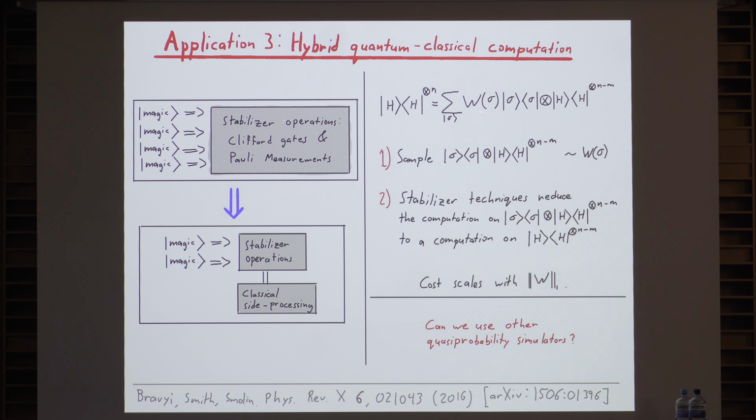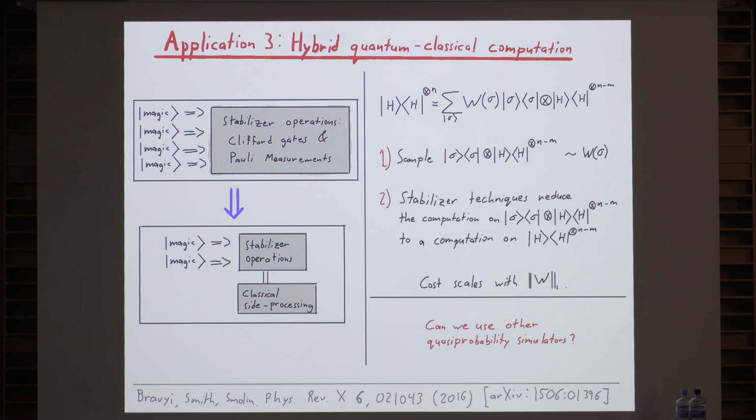Maybe I should say this typically isn't non-negative, so you need a modification of this to get a proper probability distribution. But you sample states that look like this according to some probability distribution, and then you use standard stabilizer techniques to reduce the computation on this product of a stabilizer state with a magic state to a computation on just the magic part. And that's the classical side processing, is the reduction of a computation on this thing to a computation on just this part. And the cost scales, again, with the one norm of the coefficients that appear here to measure the amount of negativity. But now, we know that there are better quasi-probability simulators than these decompositions in stabilizer states.